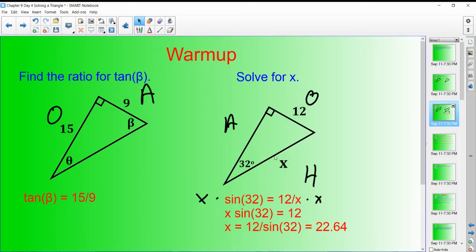And since this is the hypotenuse, I know that's the longest side. So if I ever get a number that's smaller than 12, I know I made a mistake. We can always check to see if our answer makes sense.